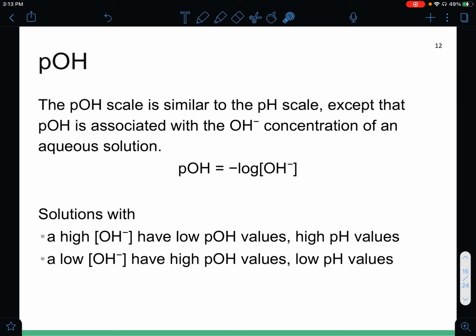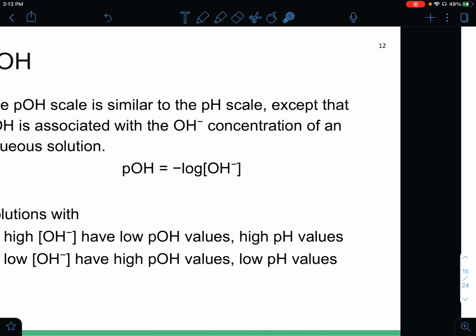All right, now there is also a pOH scale, and we aren't going to deal with this too much. We really only deal with the pH scale, but it's good to know about it because if you go on to a higher level of chemistry, you will definitely use this. And it is really just like the opposite because it is measuring the OH concentration. Okay? And solutions that have a high OH concentration have low pOH values and therefore have high pH values. And solutions with low OH concentrations have high pOH values and have low pHs. Okay.